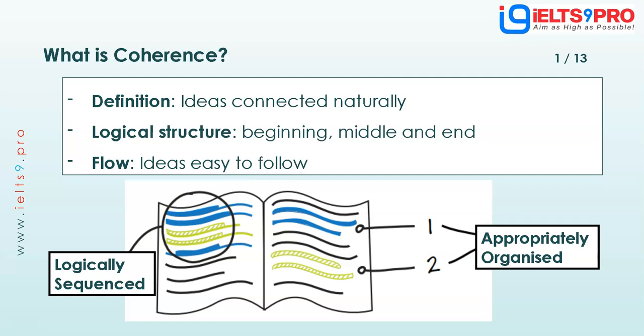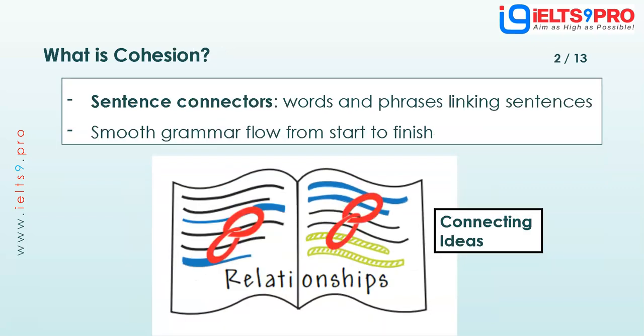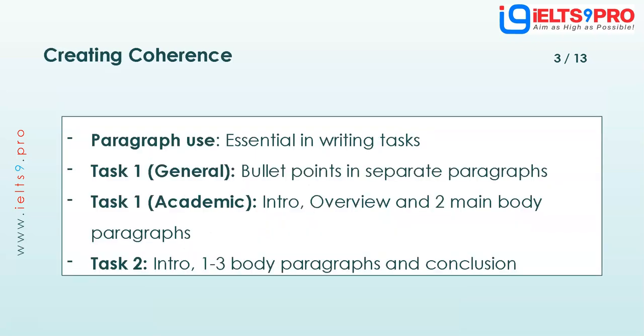If you look at the criteria for a 9, I think it says something like the message must be easy to follow. The message must be able to be followed effortlessly. I believe that's a precise wording of the criteria. So, a logical structure, sequence, it's got to flow. Let's see what that means. So, sentence connectors, words and phrases which link your sentences. We'll see some examples in a second. A smooth grammatical flow from start to finish.